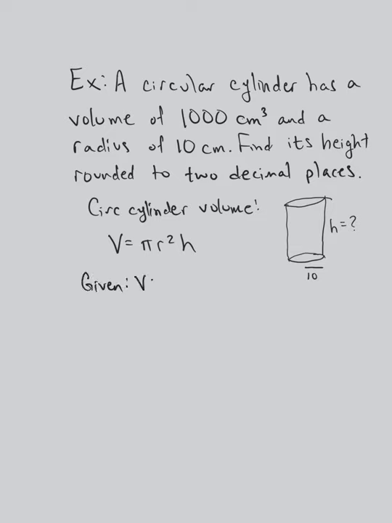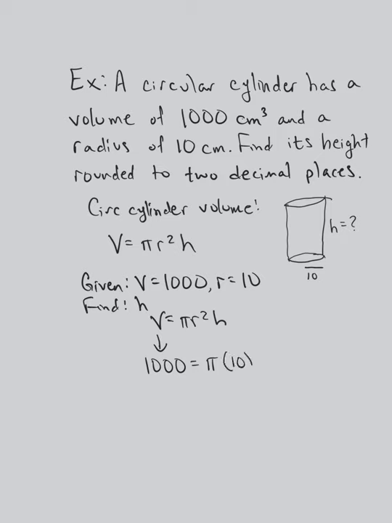So what are we given? We're given that the volume is equal to 1,000, and that r is equal to 10. And then what are we trying to find? We're trying to find the height. Okay, so we take our equation, and we fill in the numbers that we're given. So V is equal to 1,000. Remember, pi is just a number. It's not a variable, so we don't fill anything in for it. Okay, r, we're going to square it, though, so we'll have 10 squared, and then times h.